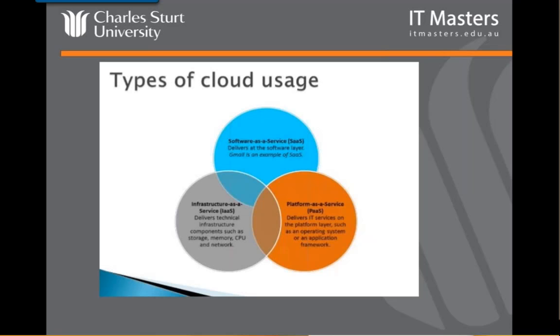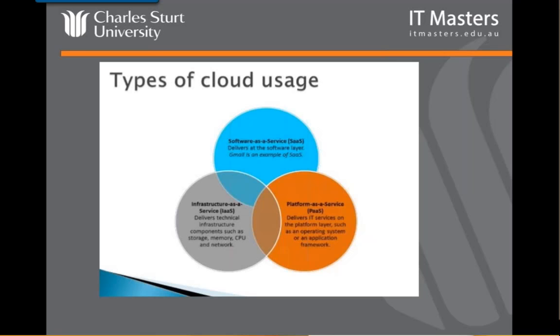All right. Then we talked about SaaS, IaaS, and PaaS. So what is SaaS? The software as a service. What is that? It delivers at the software layer. An example, Gmail, Outlook, or maybe you can even get some other vendors such as Salesforce.